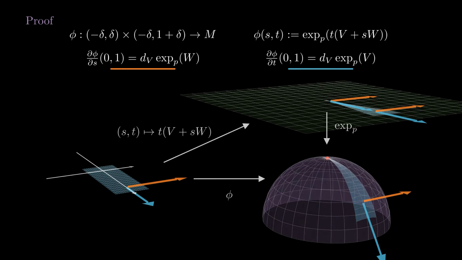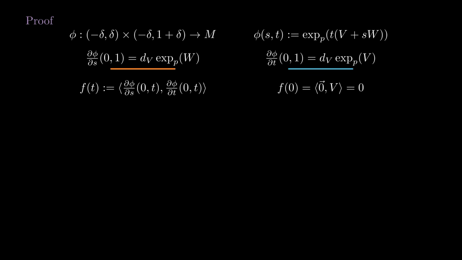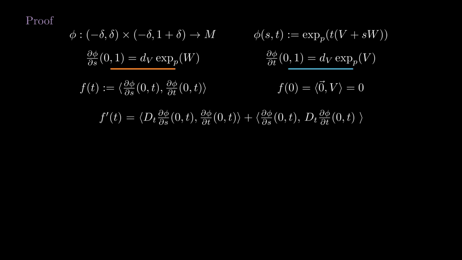To do this, we take the function f of t given by the inner product between the partial derivatives of phi at (0, t). We know that f at 0 is 0 because when we take t equals 0, phi is constant with respect to s. We want to show that f of 1 is 0, so it will be more than enough to show that f is constant. We take the derivative of f and apply the Leibniz rule for the covariant derivatives.